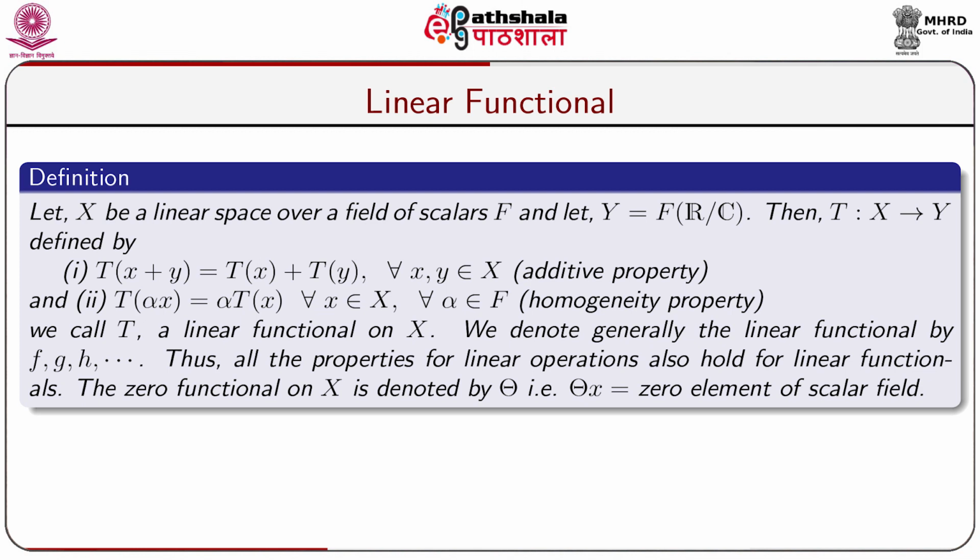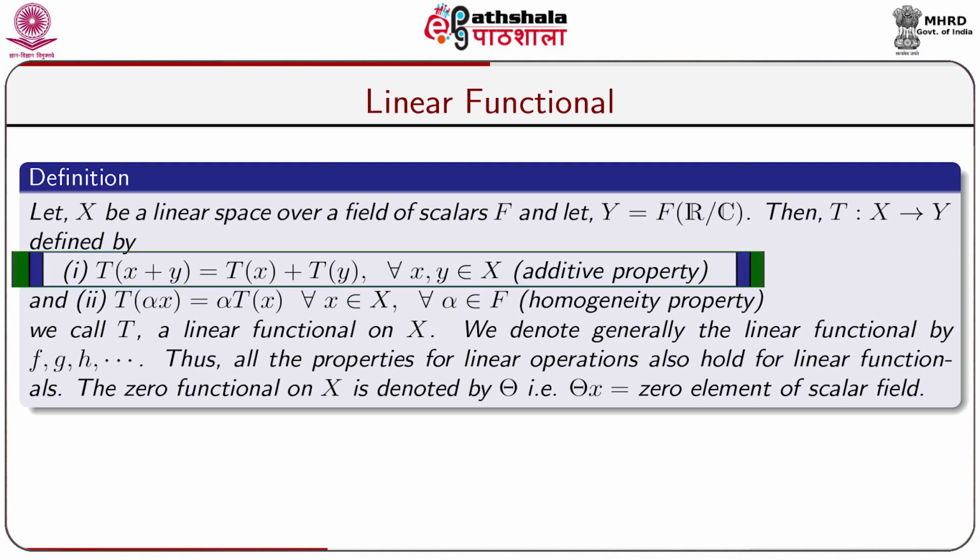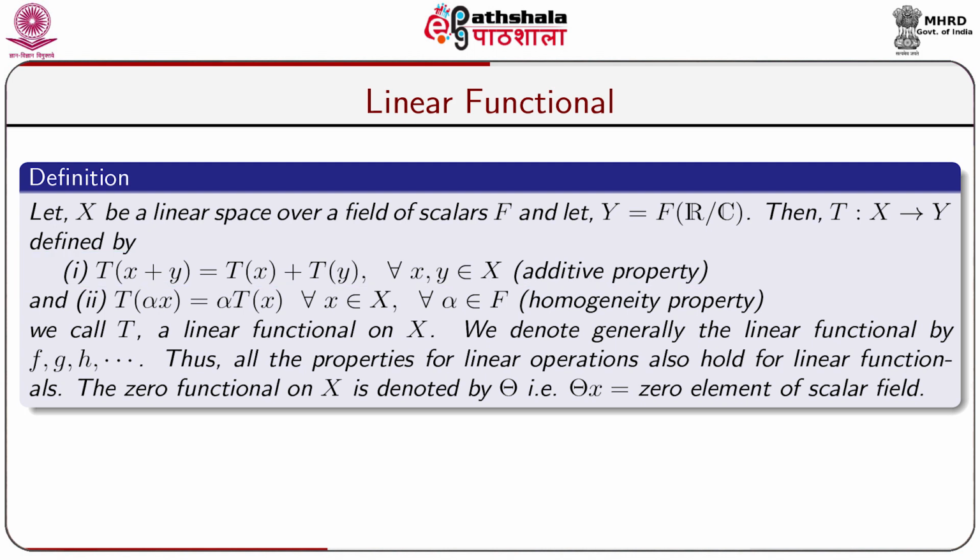So, before discussing in detail, we have a definition. Let capital X be a linear space over a field of scalars capital F, and let capital Y be equal to F, that is R or C. R means the set of all reals and C means the set of all complex numbers. Then T is a mapping from X to Y defined by T of x plus y is equal to T x plus T y for all x, y belonging to capital X. This property is known as the additive property.